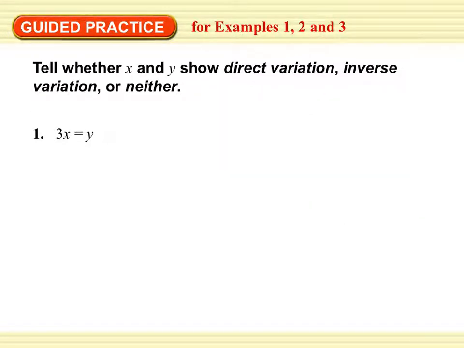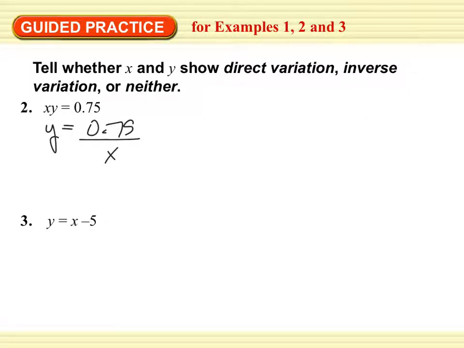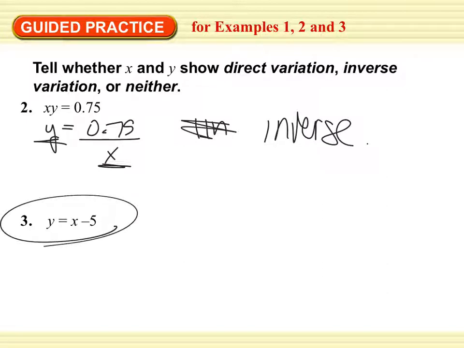All right, let's practice. Tell whether X and Y show a direct variation, inverse variation, or neither. Here I've got both things on ground floors, nothing in the denominator, so I am direct. Here, if I solved for one, I'd have the other one in the denominator, so ground floor and denominator, therefore I am, can't spell, inverse. Here I have nothing multiplying, it's a linear equation, so it is neither.